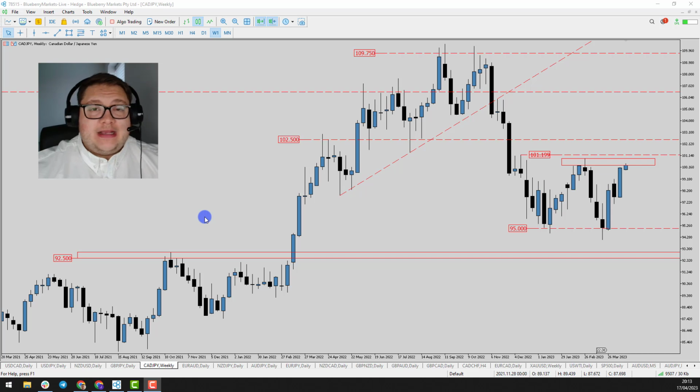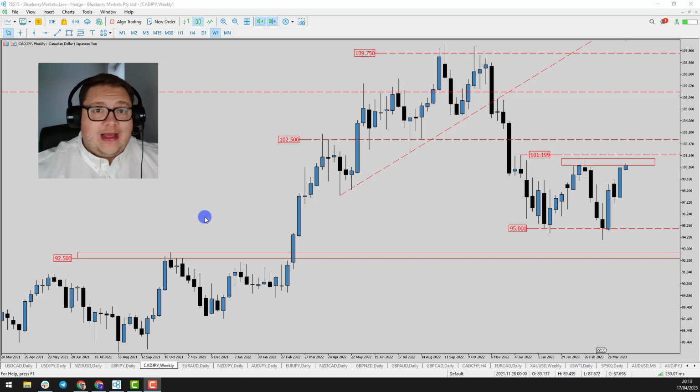Now we've seen the Bank of Canada recently pause interest rates, but we've got some CPI data coming up in Canada and the forecasts have come out and it's looking like we are going to see an increase to that consumer price index, which is going to put a bit of pressure back on the Bank of Canada to try and raise interest rates again or continue with the hiking cycle.